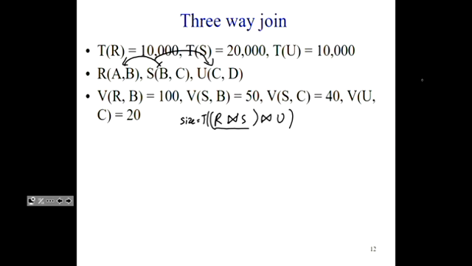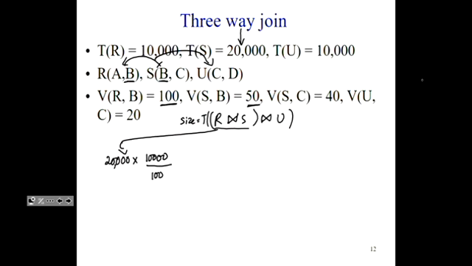So in order to compute R join with S, first I notice that R and S have attribute B in common, and I also notice that the number of values that B takes in R is greater than the number of values that B takes in S. So the way I would do this is to first look at the number of tuples in S, so that's 20,000. And then I'm going to say that each of these 20,000 tuples is going to join with 10,000 of R divided by 100.